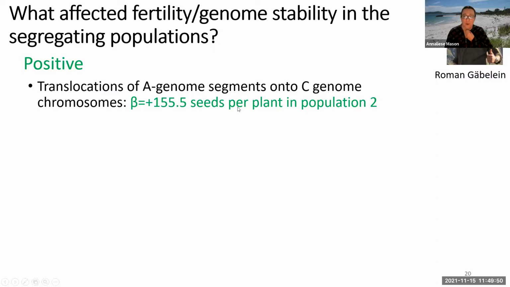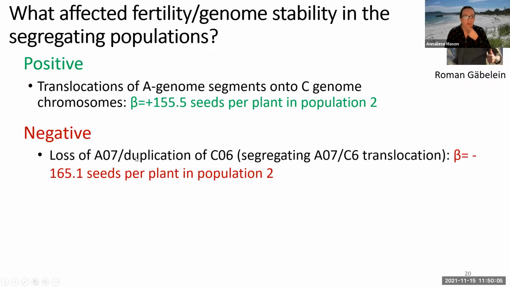155 more seeds per plant in one of the populations from having 2 copies of the A instead of having an A and a C. So like having extra A homologs. Yeah, we're not really sure what causes this. And then negative was also loss of A7 and duplication of C6. We had a segregating translocation. So this is pretty much the same effect as we're seeing here.